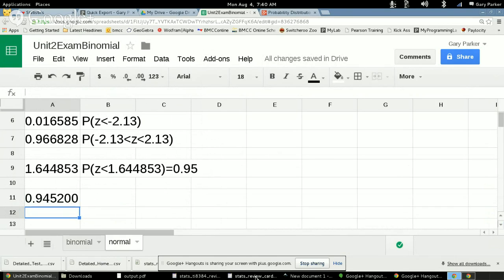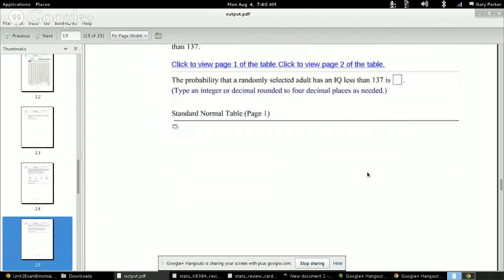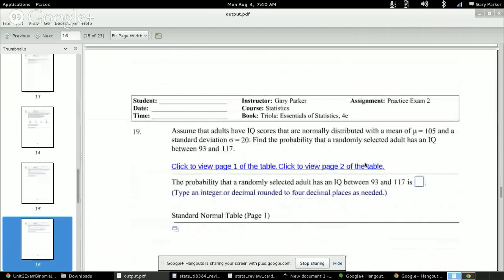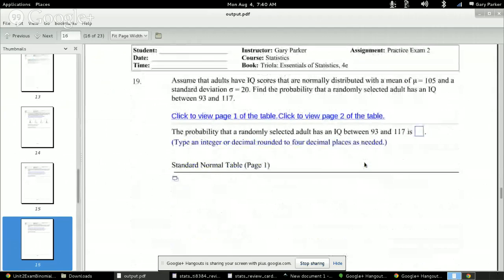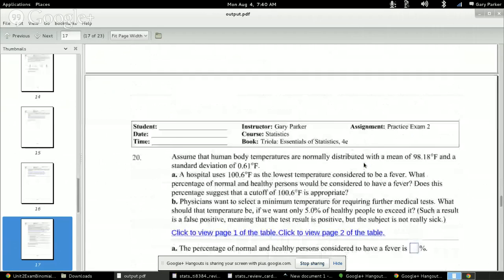Alright, that wasn't too bad, was it? Next, and we're done. We got that probability. Always draw a picture with these to make sure you know what you're doing. Okay, let's skip 19 and go to 21.